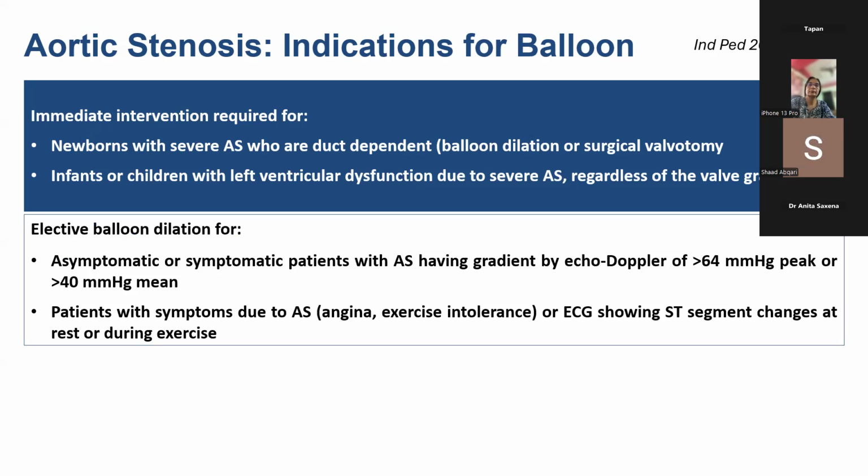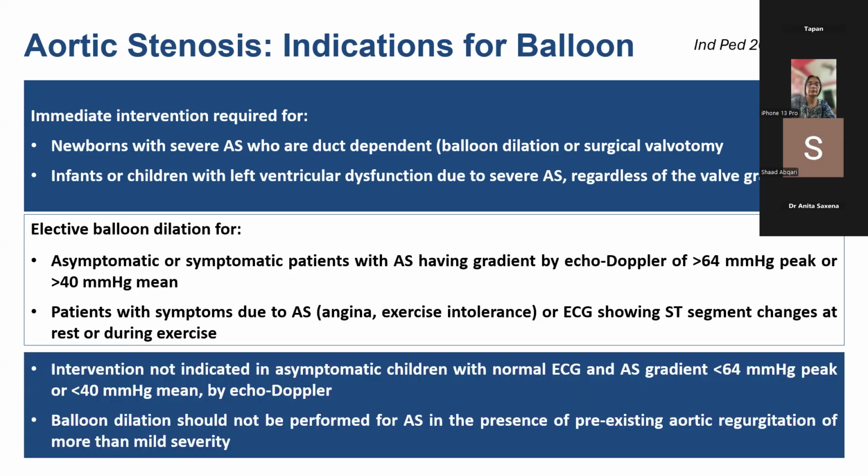If it is a relatively stable child, then as I said, mean gradient of more than 40 is an indication for balloon dilatation. And if patient has symptoms, then even less gradient you may want to treat with balloon dilatation. If you're not sure about the symptoms, whether it is because of AS or not, and the gradients are coming in the range of mild or moderate, you can actually put them on exercise treadmill and see what happens to their symptoms, what happens to the ECG, what happens to the blood pressure response. And that can give you an idea whether the symptoms are genuinely because of aortic stenosis. It's also important to understand that aortic valve balloon dilatation is not such a simple procedure.